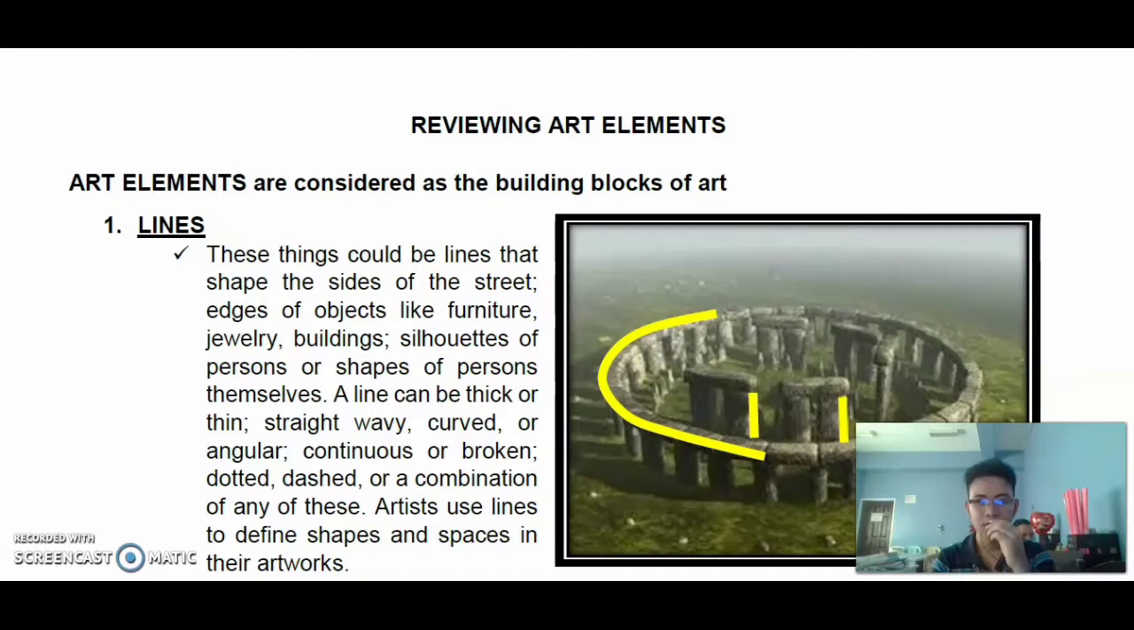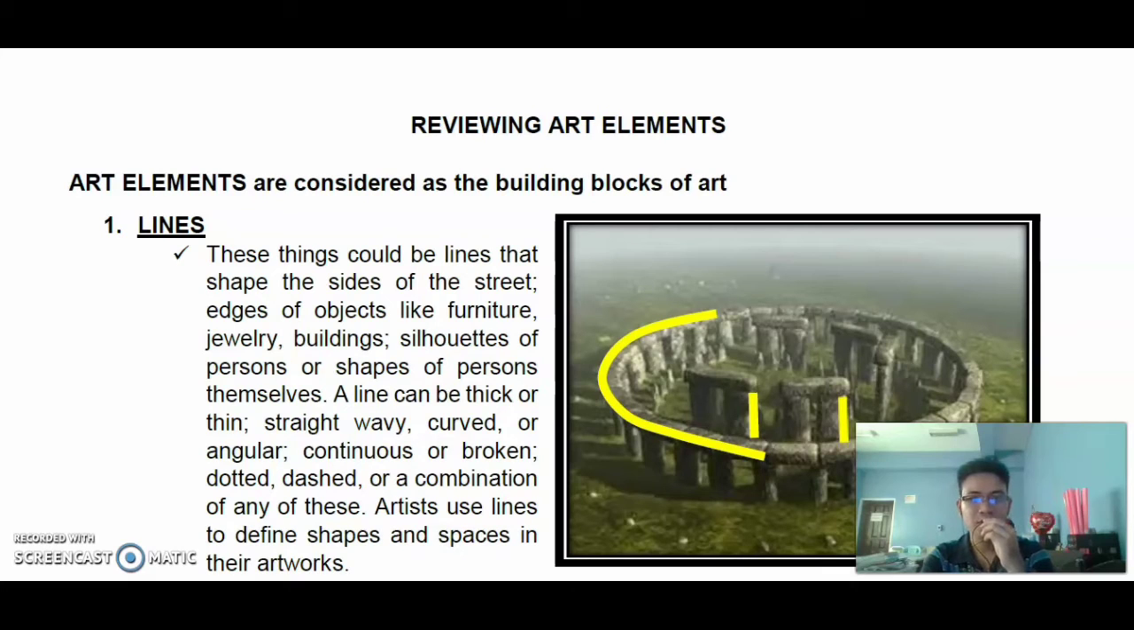Okay, so for this video discussion, we are going to talk about the art elements. So why do we need to learn the art elements? Art elements are very important in determining and understanding the artworks that we are going to explore. So for your MAPEH 9, we are going to explore art traditions of the arts.